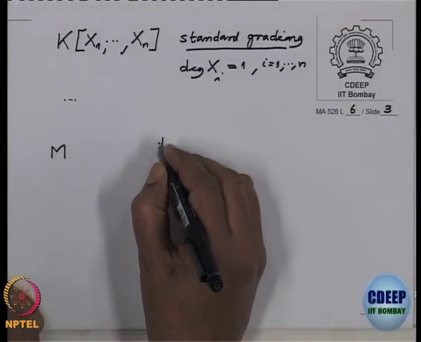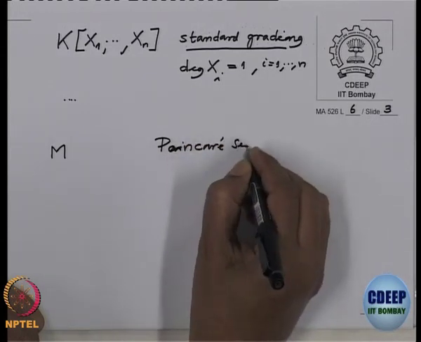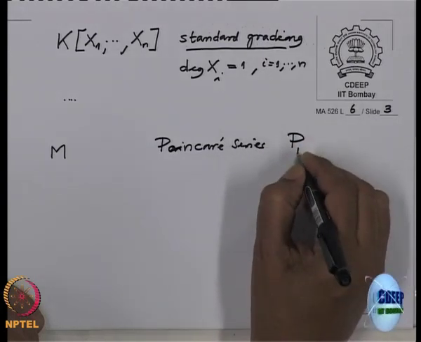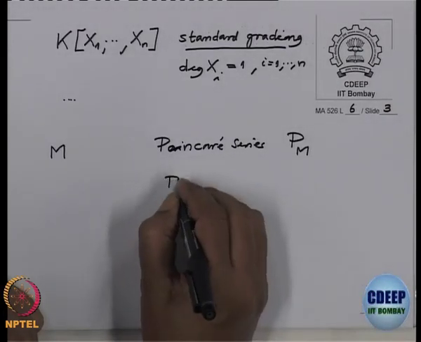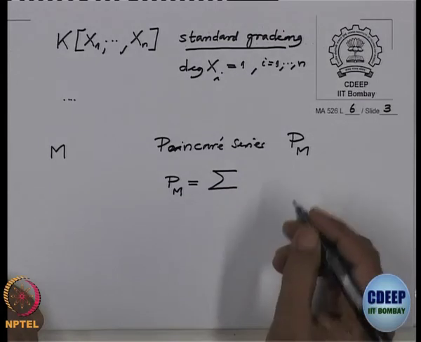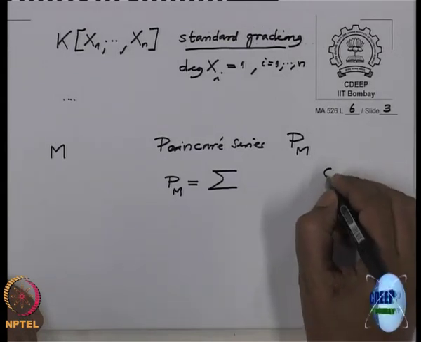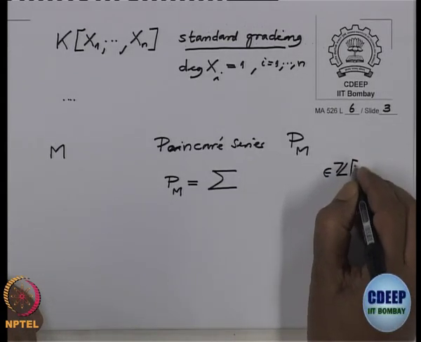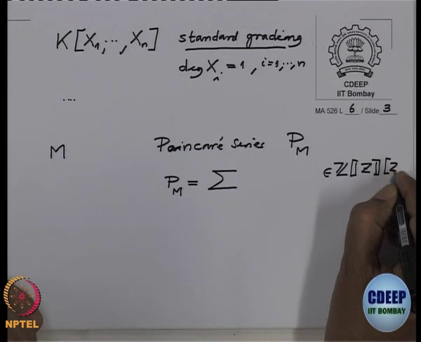So, to each graded module M, we have attached a series, which we called a Poincaré series, PM. And how is this defined? PM is defined as a power series with coefficients in Z, in the variable Z, and a polynomial in Z inverse in that.